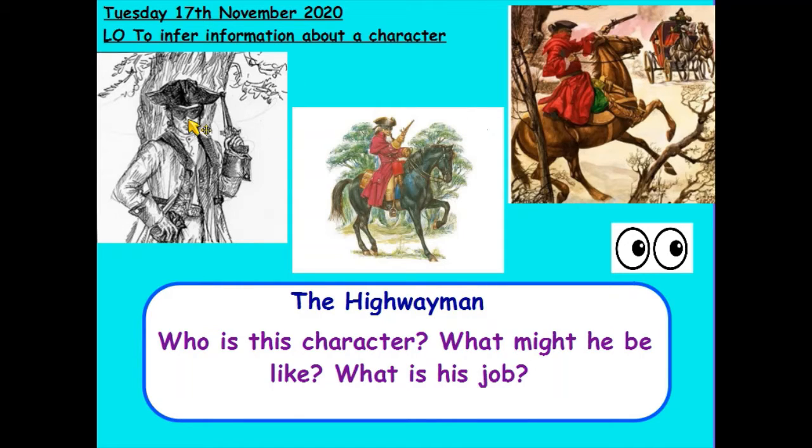So he wears a mask and a hat. He is smartly dressed. He is carrying weapons. He is riding a horse. So what does that tell us about that character?